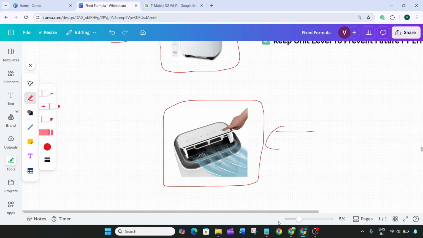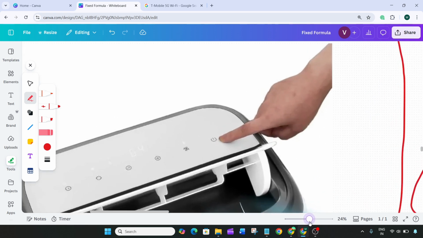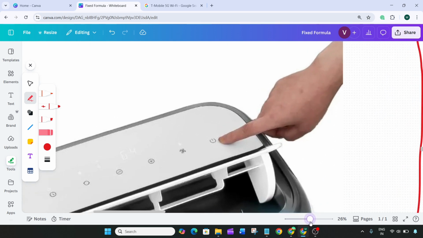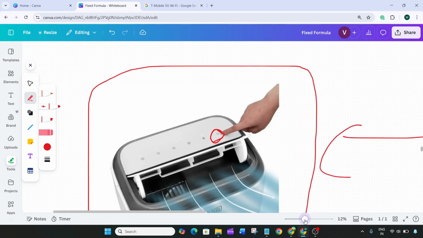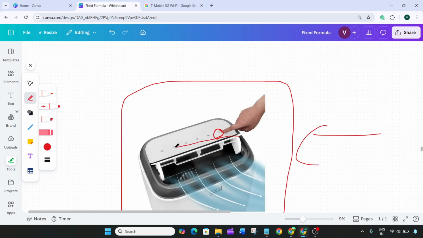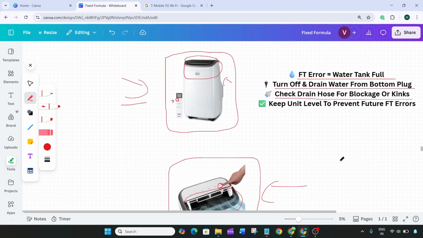If you're using a continuous drain hose, check that it isn't bent, blocked, or positioned upward, since it must slope downward for proper drainage. If the FT error still appears after draining, the float switch inside may be stuck and should be checked to ensure it moves freely. Regular filter cleaning, proper airflow, and keeping the unit level can help prevent this issue in the future.